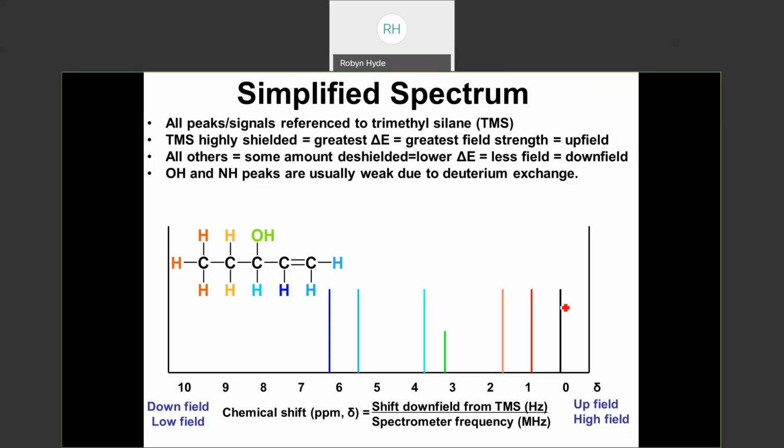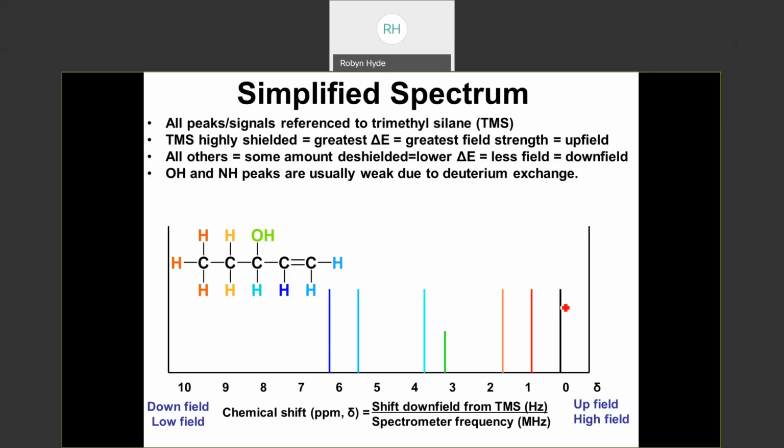All of the other peaks are normalized to 0, and the math is shown down here below. The math is, however far in hertz we're below TMS, divided by the strength of our instrument, and then that gives us a number. We refer to that number as the chemical shift number.